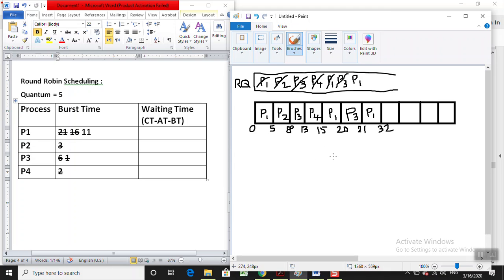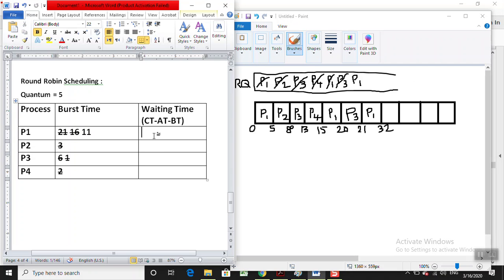Understood? This is how every process in the ready queue will be executed for a fixed amount of time, the given quantum of 5. If time is remaining, that process will be rescheduled again in the queue for execution. All right, so let us calculate the waiting time of every process.